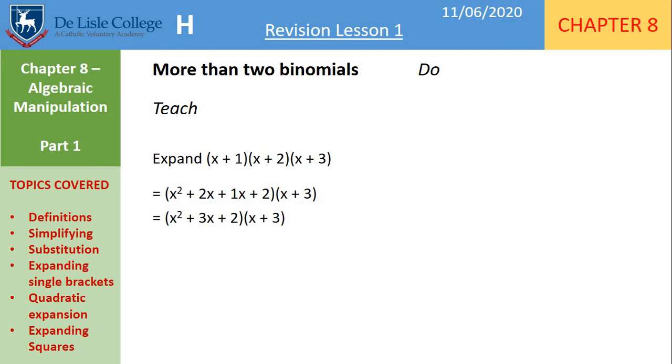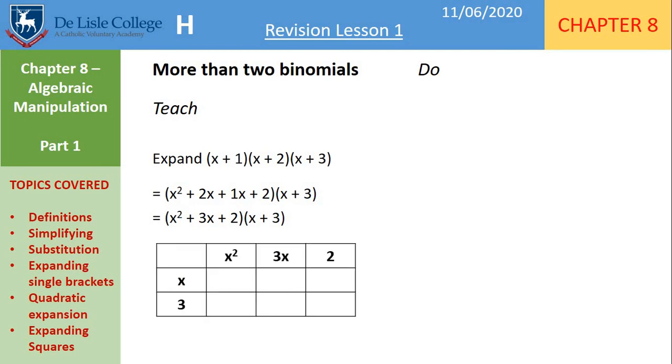Now what we did when we learnt this topic was we used the grid method. You are more than welcome to use the FOIL method still, but it will need to be adapted because that first bracket now has 3 terms. So if you want to continue with that, you're more than welcome to, but I'm going to stick with the grid method. So my first bracket I'm going to write along the top, and my second bracket I'm writing down the side. And I'm going to multiply.